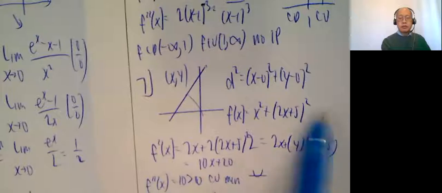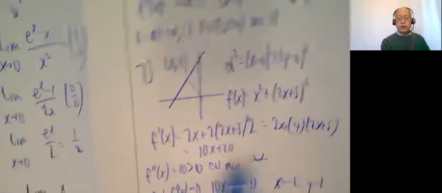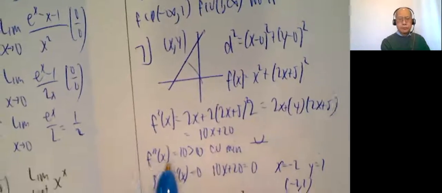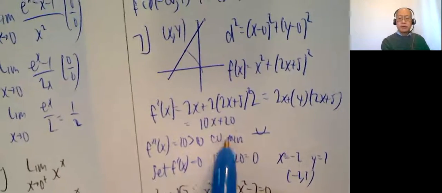F prime is 2x plus 2 times 2x plus 5 times 2. 2 times 2 is 4. Distribute: 10x plus 20. Second derivative is 10. That's greater than 0, which means concave up, which means we have a minimum.